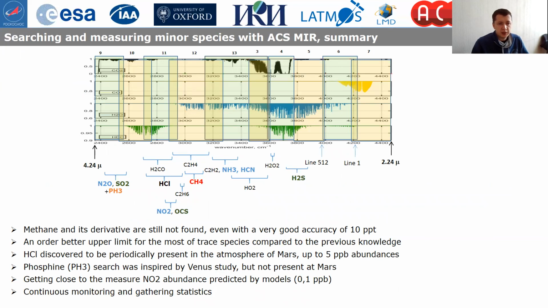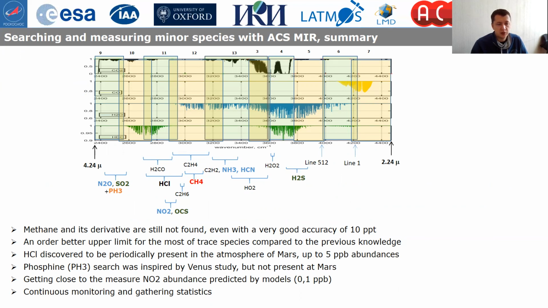Summary: methane is still not found. We don't see it with a very good accuracy, and we're going to stand on that. For the other trace species, we're plus minus an order better than the previous knowledge for most of them. HCl was discovered to be periodically present, although people were predicting that because chlorine was found a lot in the surface. But still, this is a very nice positive discovery.